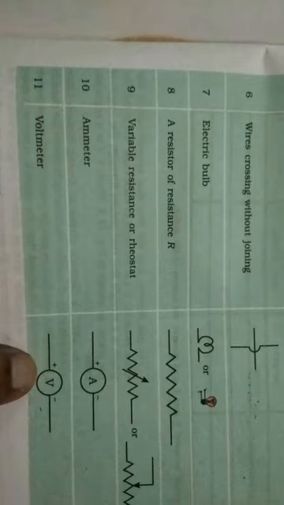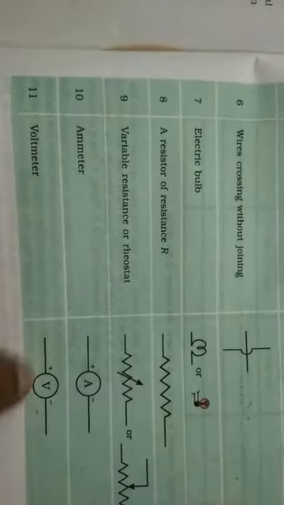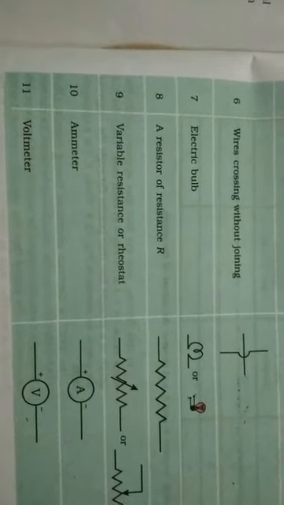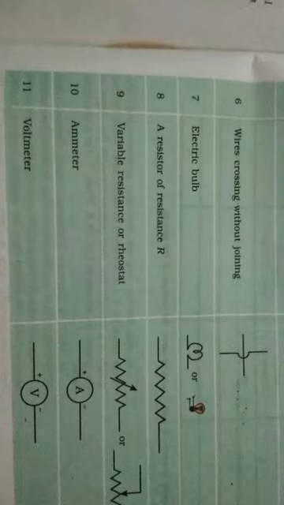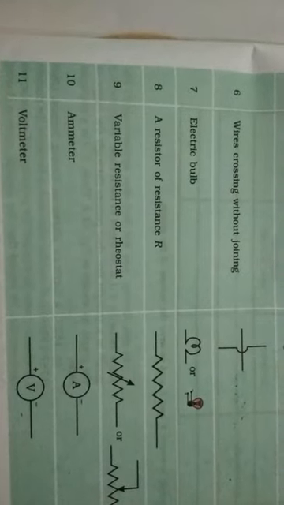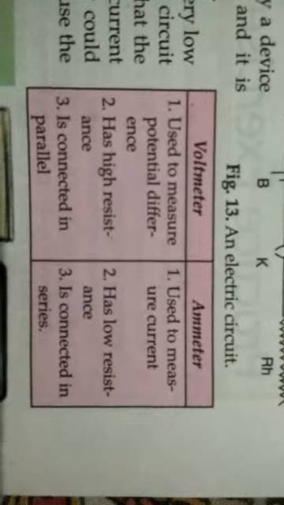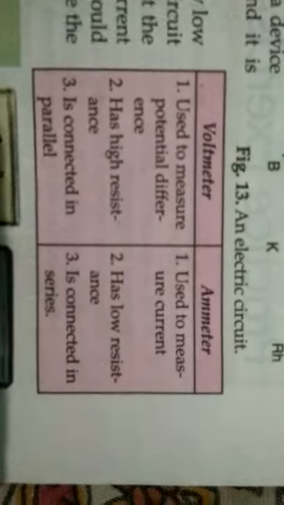Now, voltmeter. What is meant by voltmeter? A voltmeter is a device used to measure the potential difference. Don't neglect these points. I am going to ask you in today's class, remember. Okay, next you can see the differences between voltmeter and ammeter.